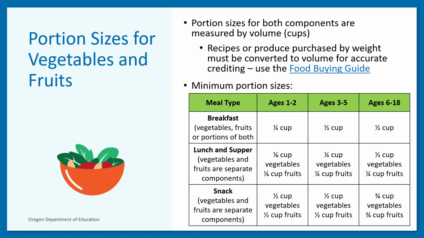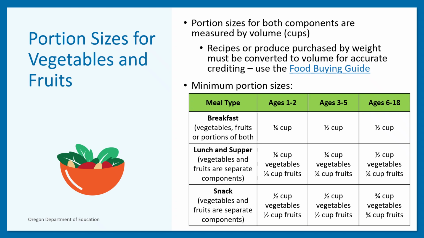The minimum portion sizes will vary by the meal type and age groups served. For breakfast, vegetables, fruits, or portions of both must be served in minimum portions of a quarter cup for ages 1 to 2, a half cup for ages 3 to 5, and a half cup for ages 6 through 18.